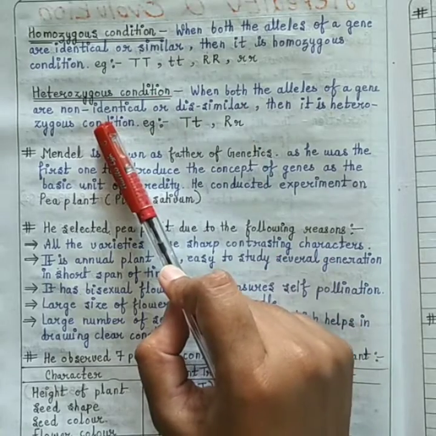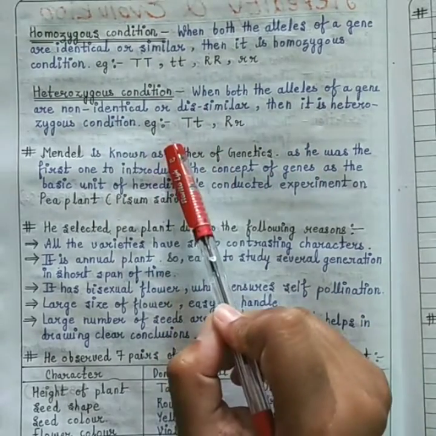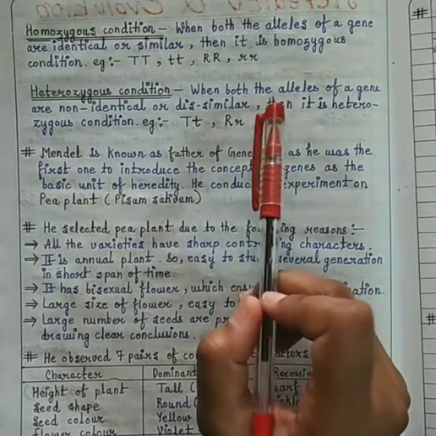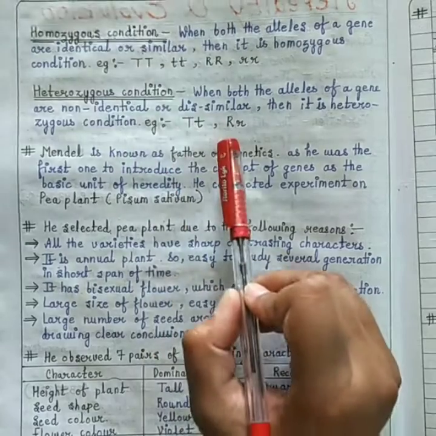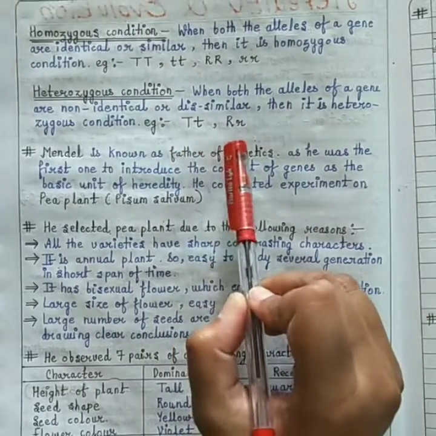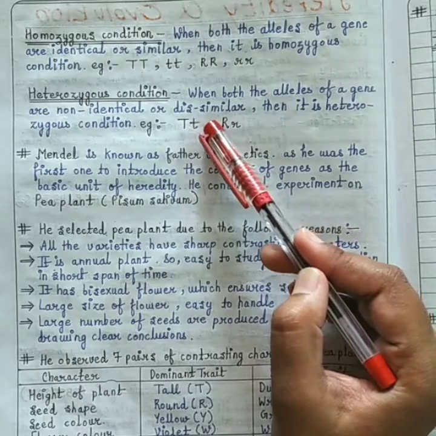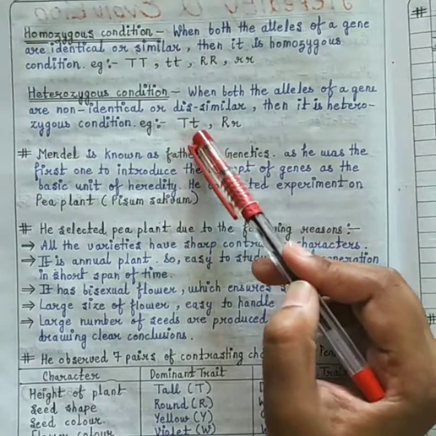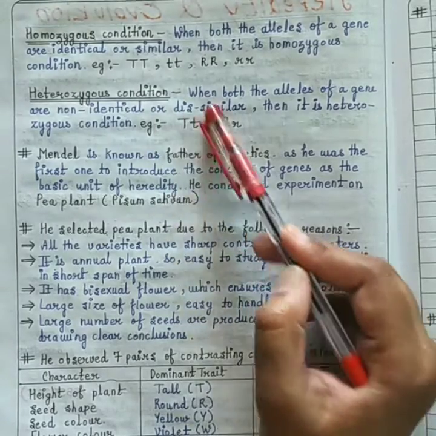Now it's just the opposite, heterozygous condition, when both the alleles of a gene are non-identical or dissimilar. When in a single genotype combination two different alleles are present, which are non-identical or dissimilar, then we call it heterozygous condition. So now suppose you have this combination, capital T small t. In this genotype combination you see both the alleles are different, capital T and small t, they are dissimilar. So this is which type of condition?